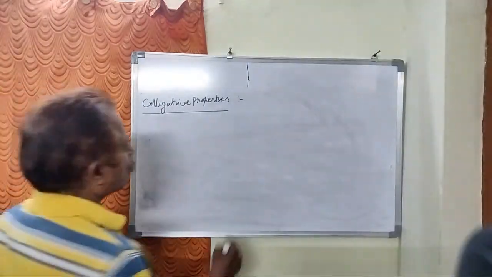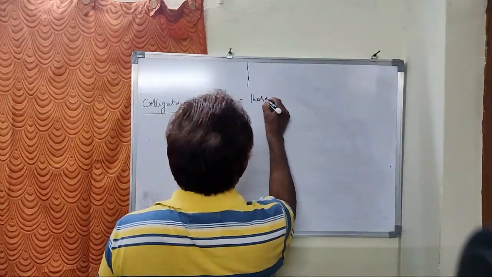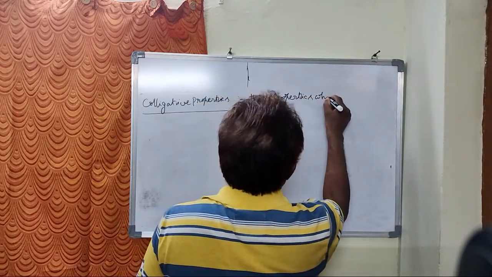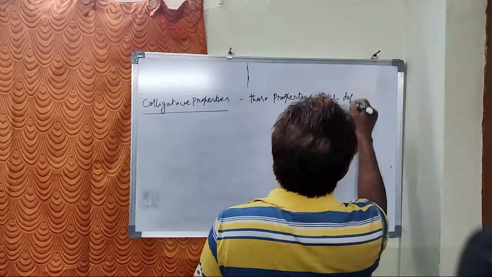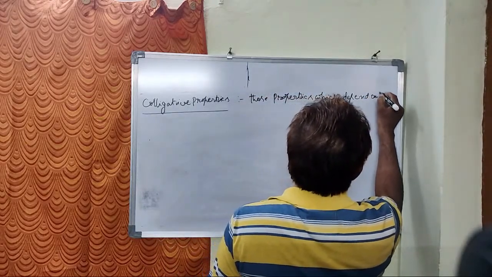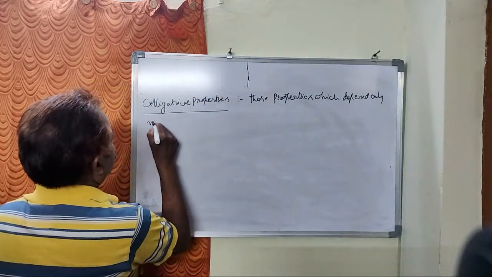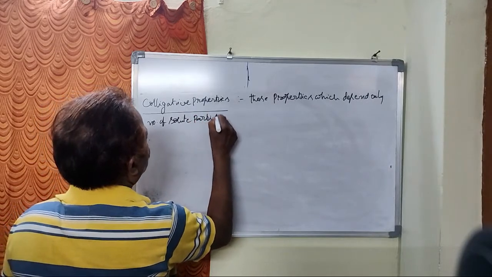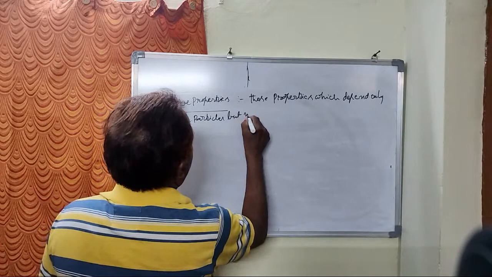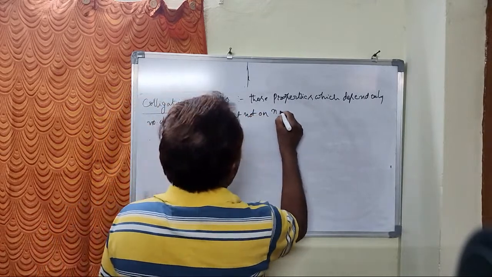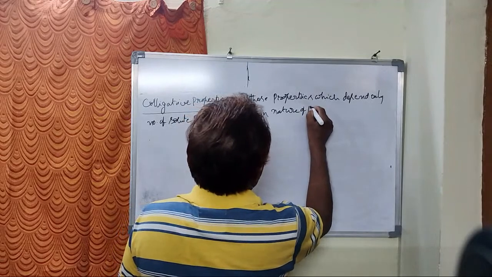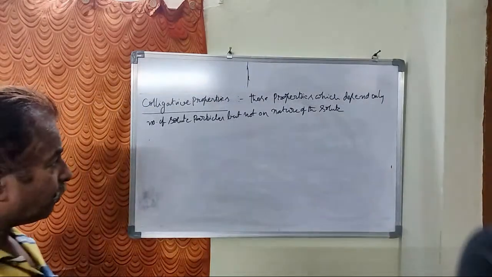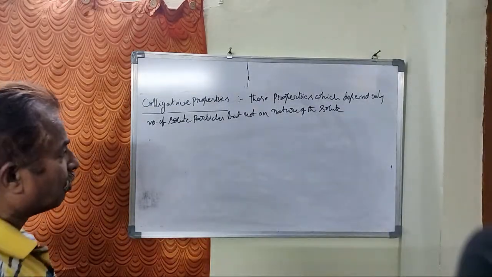Colligative properties of dilute solutions are those properties which depend only on the number of solute particles, but not on the nature of the solute. Colligative properties means those properties which depend only on the number of solute particles but not on the nature of the solute.